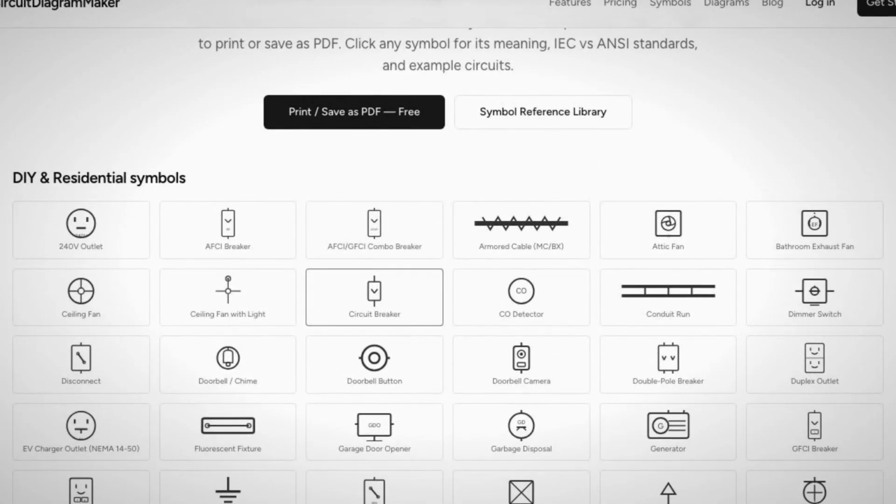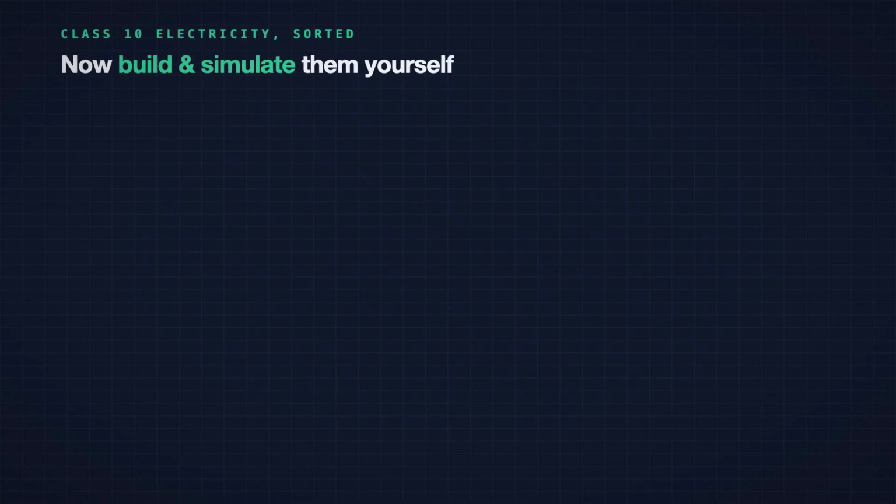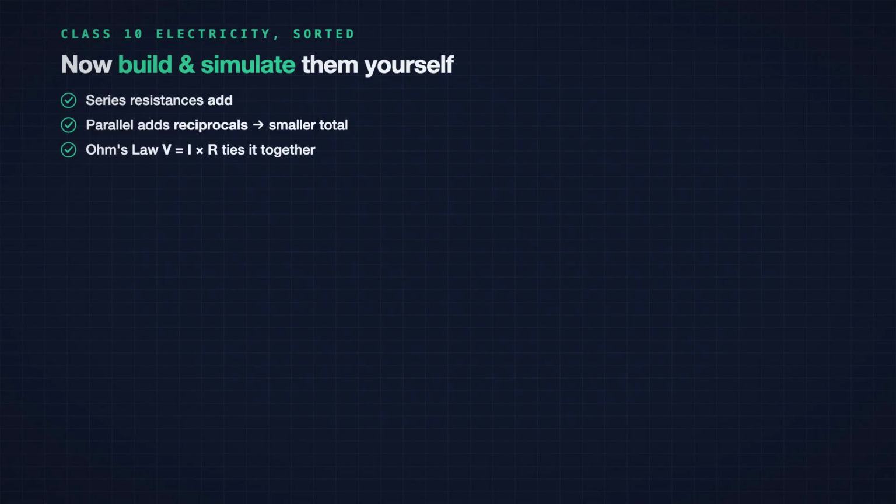That's the full set. 5 circuit diagram questions for Class 10, drawn, solved, and checked against a real simulation. Series resistances add, parallel resistances add as reciprocals and come out smaller. Ohm's law, V equals I times R, ties them all together. Ammeter in series, voltmeter in parallel.